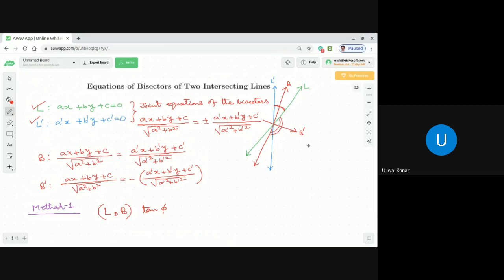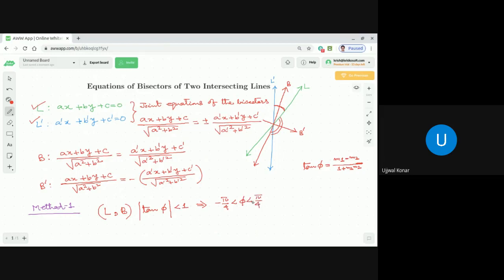Suppose M1 and M2 are the slopes of two straight lines. If you recall, if phi is the angle between them, then tan phi is equal to M1 minus M2 divided by 1 plus M1 into M2. So this is the angle between them. If we find that the mod of tan phi is less than 1, that implies phi is between minus pi by 4 and pi by 4, correct or not?